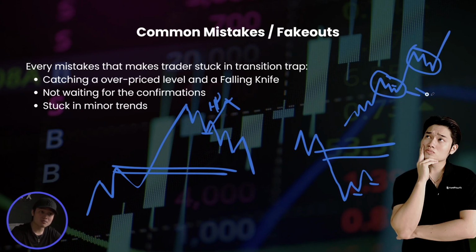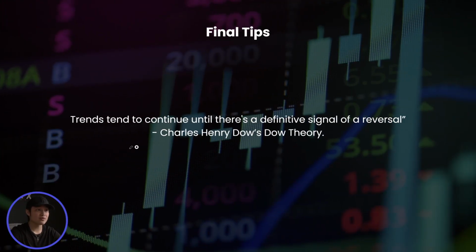How to overcome this one? Go to a higher time frame. Okay, go to a higher time frame.